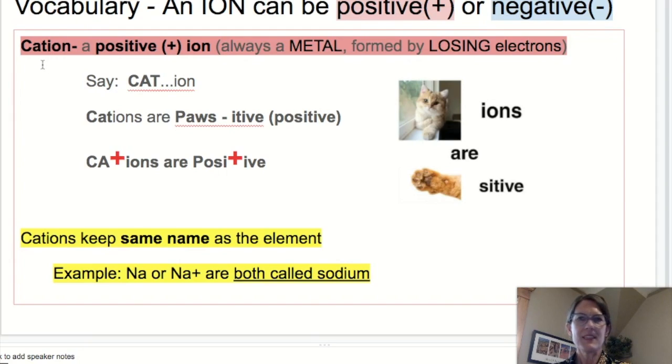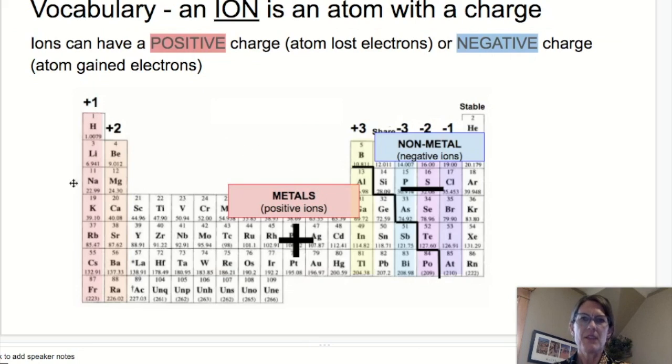And the word for a positive ion is cation. So a cation, everybody say cation, cation. It sounds like the word cat. It looks like cation, but it's cation. So the cation is a positive ion. And cations are always a metal, and they're formed by losing electrons. So if you remember back on this slide, metals always want to lose electrons and they become positive, so they are going to become cations.